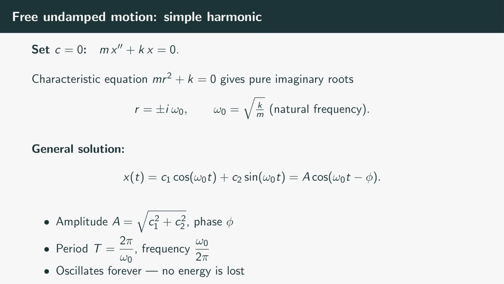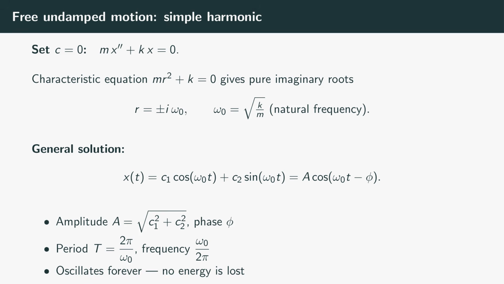Start with the simplest case, no damping at all, c equals 0. The equation becomes mx double prime plus kx equals 0. The characteristic equation, mr squared plus k equals 0, has no real roots. Instead, we get a pair of pure imaginary roots, plus and minus i times omega naught, where omega naught is the square root of k over m. We call omega naught the natural frequency, and it is the single most important number in the whole subject.